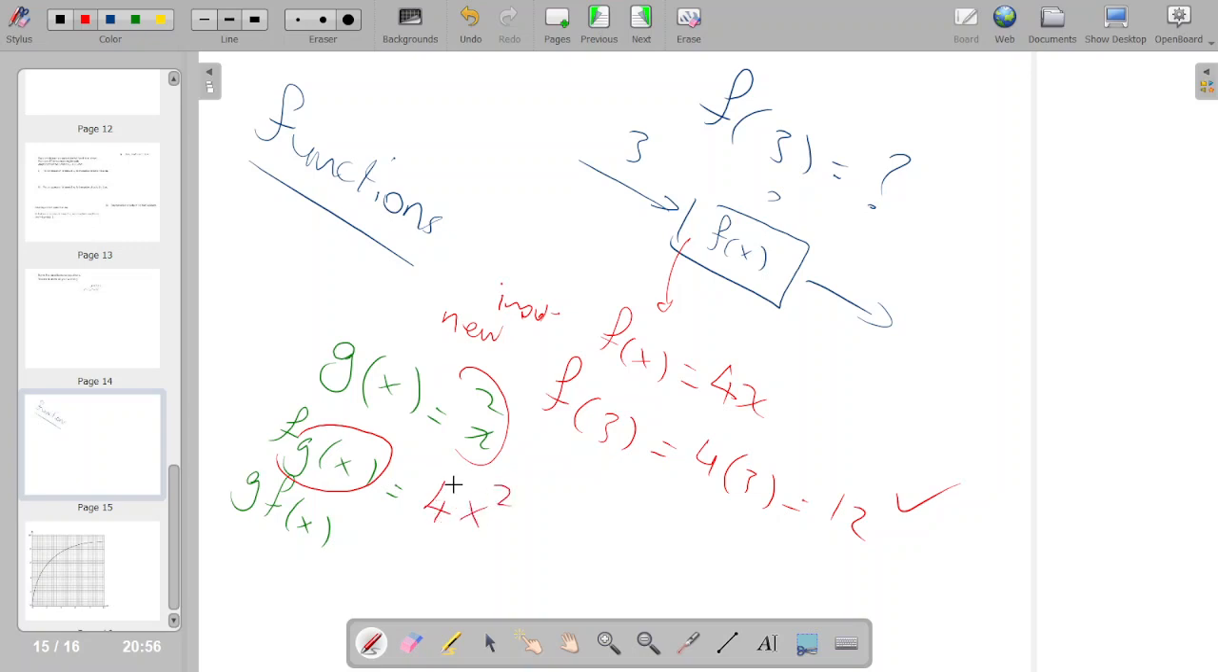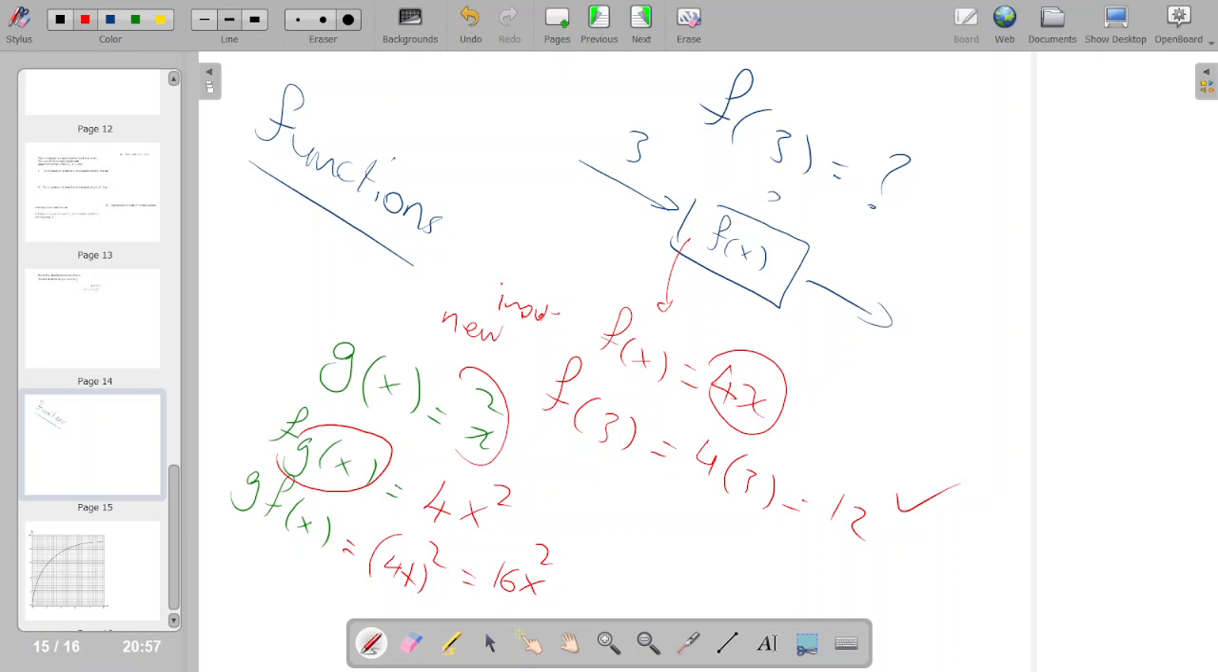But if I say that I want g(f(x)), it means that I'm going to do f(x) first, and f(x) is equal to 4x. So this is the new input. So g(f(x)) is going to be 4x, but it's going to be squared. So it means that it's going to be equal to 16x squared. This is how you do g(f(x)).